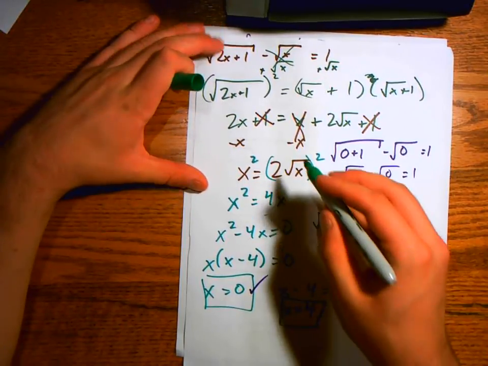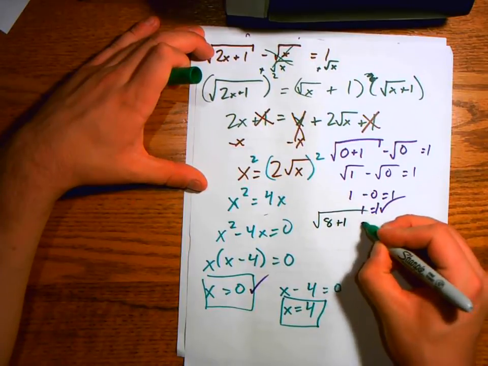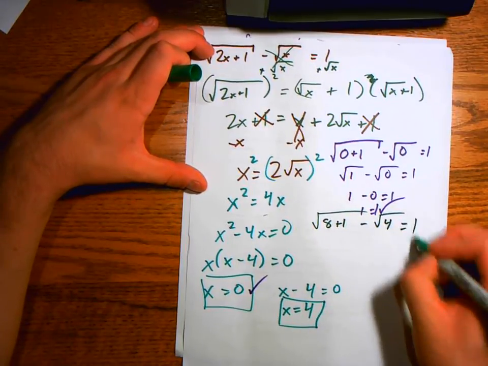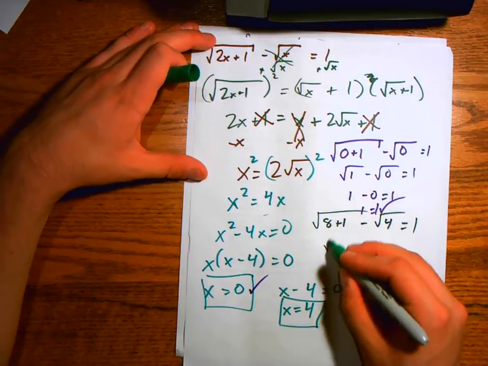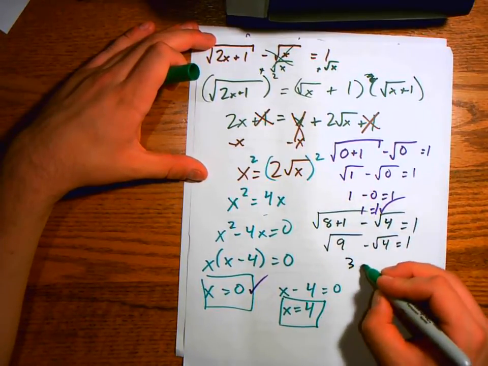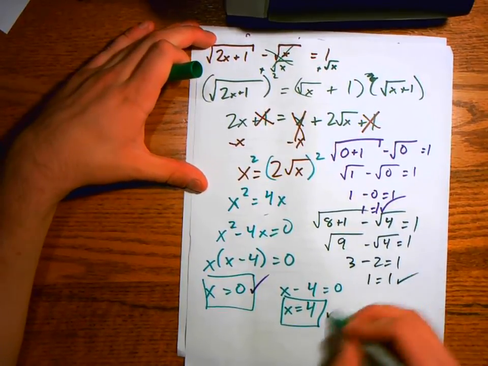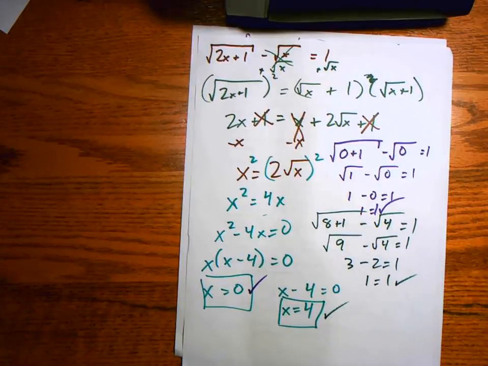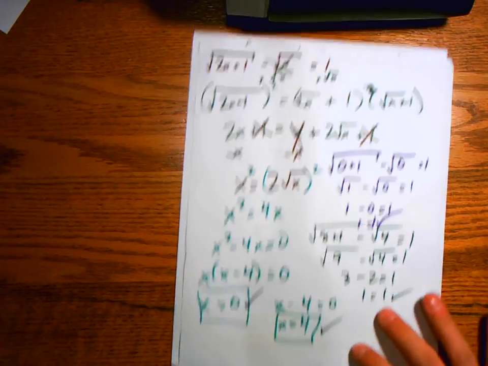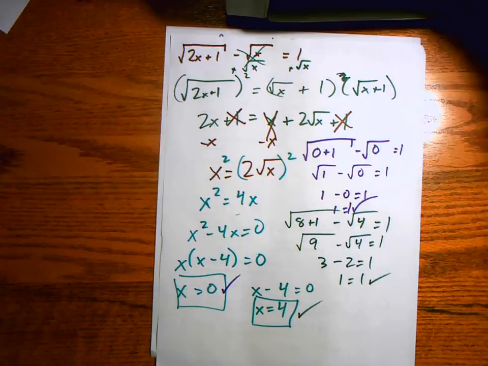The square root of 2 times 4 is 8, plus 1, minus the square root of 4 equals 1. This gives me 9. Square root of 9 is 3. Square root of 4 is 2. 3 minus 2 is 1. This answer works. So I don't have any extraneous solutions in this. They both work out. Sometimes you may get an extraneous solution, sometimes you don't, but it's always the best case scenario to check all of your answers to see which ones work.